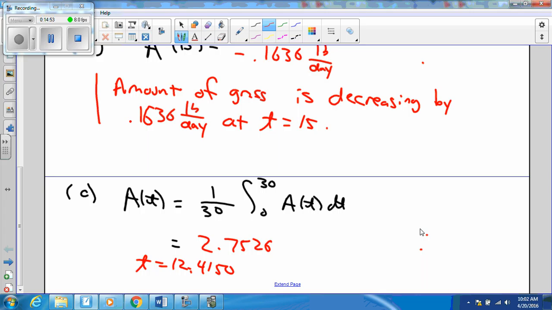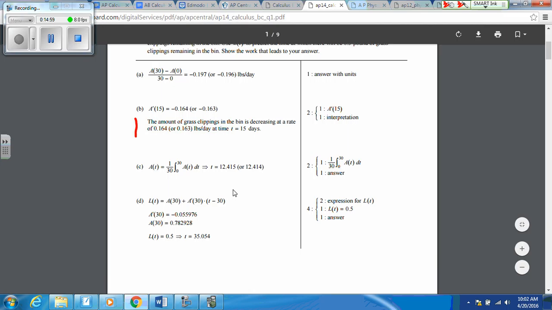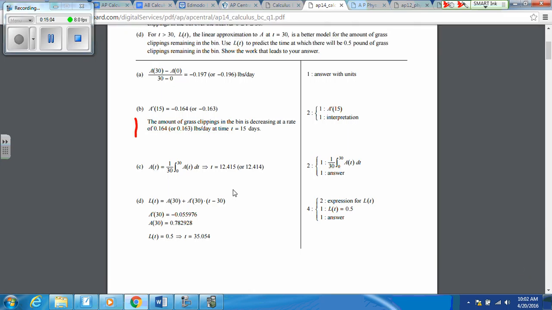Okay? So how much from this? Oh yeah, so they do 1 point for constructing the average value, if they have 1/30th of the integral from 0 to 30 of A of t, or anything equivalent to that, anywhere on their paper. And 1 point for the answer, which could be either 12.415 days or 12.414 days.